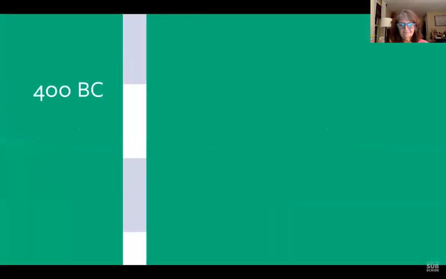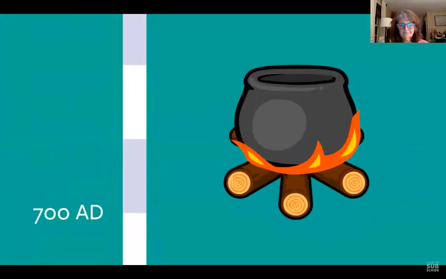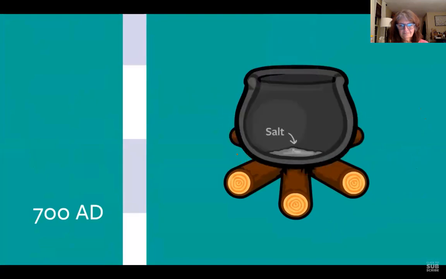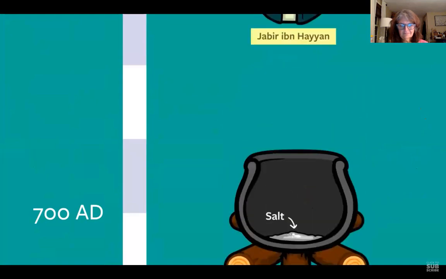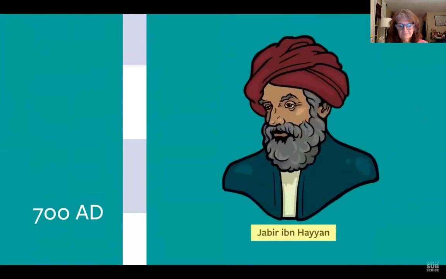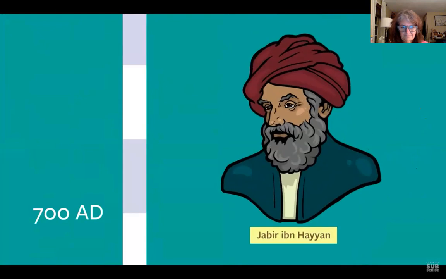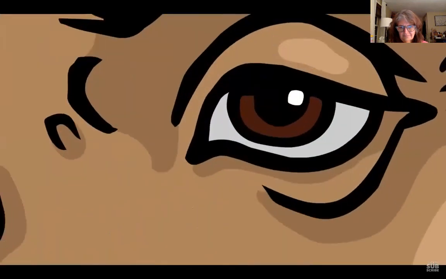Let's fast forward several hundred years and hop on over to the Arabic world. You probably know that salt can be extracted from seawater by simply letting it evaporate or boiling it dry. People have been doing this forever, but alchemist Jabir ibn Hayyan and those that followed his work took the science of extraction to a whole new level.